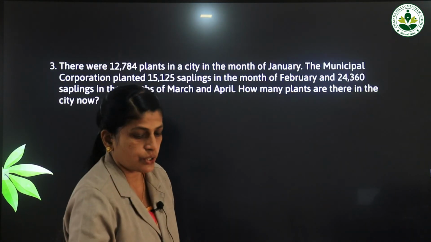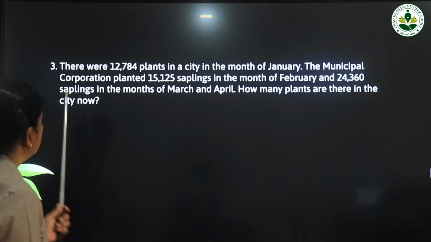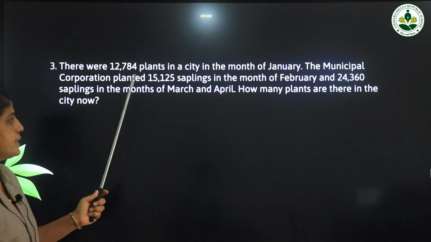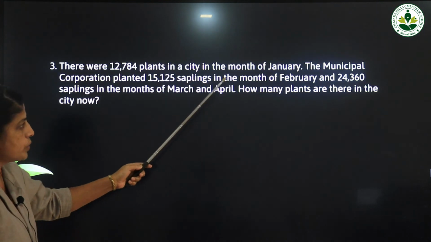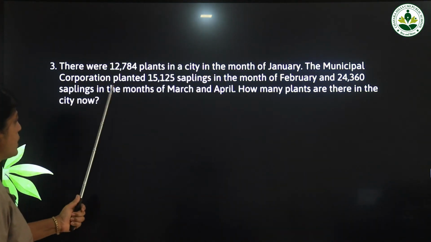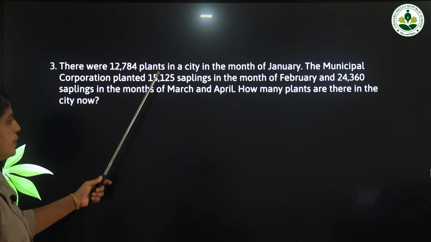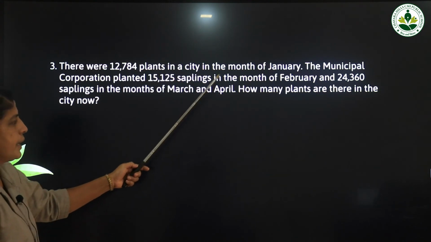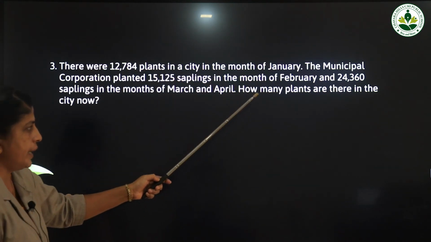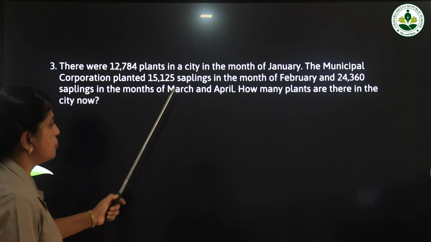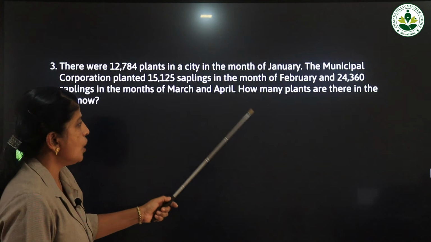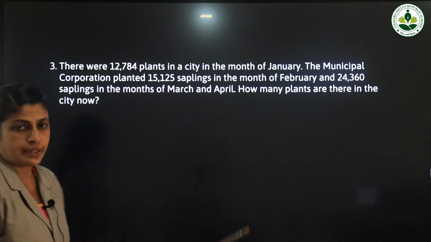Then the third question. There were 12,784 plants in a city in the month of January. The municipal corporation planted 15,125 saplings in the month of February and 24,360 saplings in the months of March and April. How many plants are there in the city now?